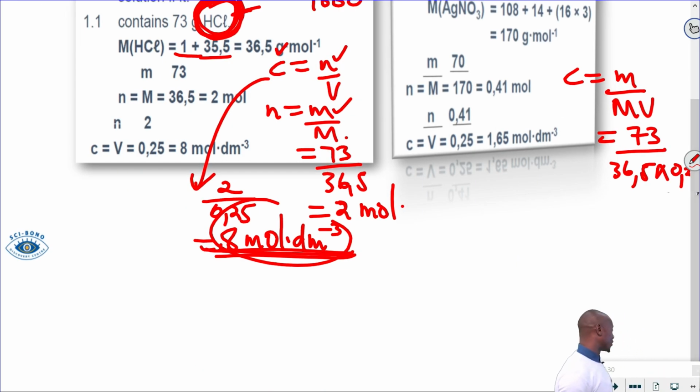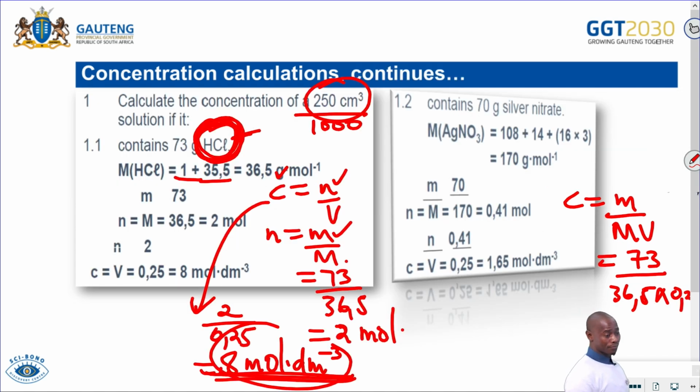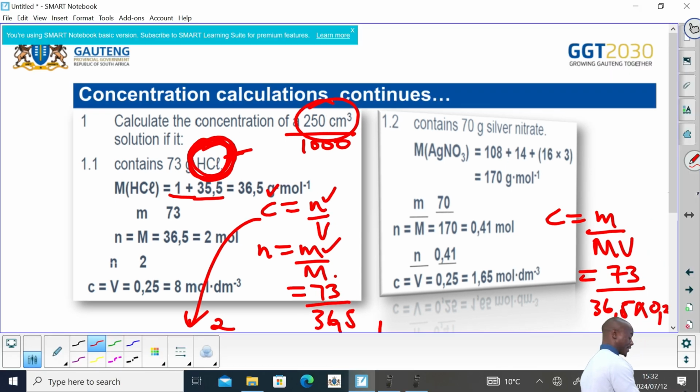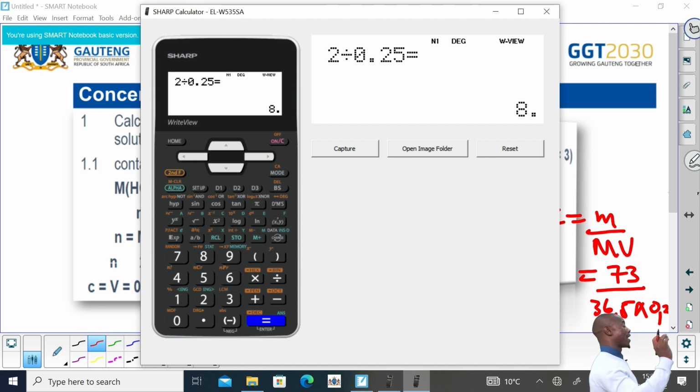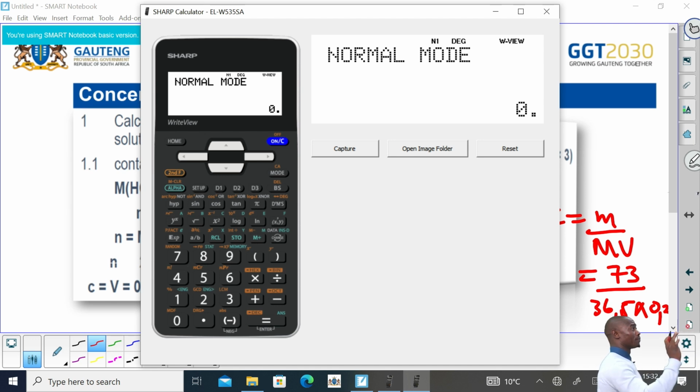Sorry about that. So it's 0.25. So we are having 73 divided by 36.5 times 0.25. Let's check if we are getting 8. So we have 73, divide that by 36.5, multiply that by 0.25. Okay, I think this is what we need to do here.